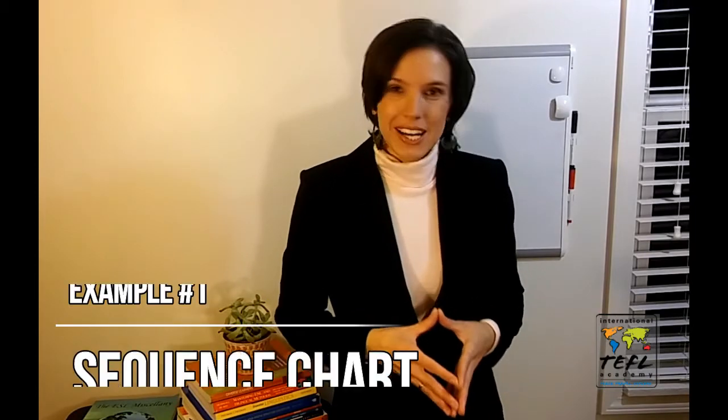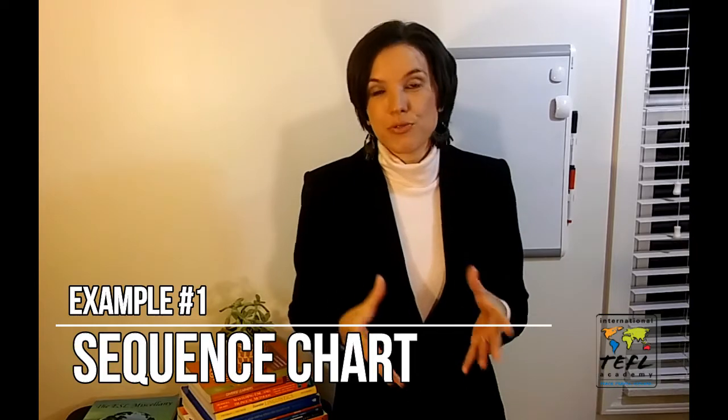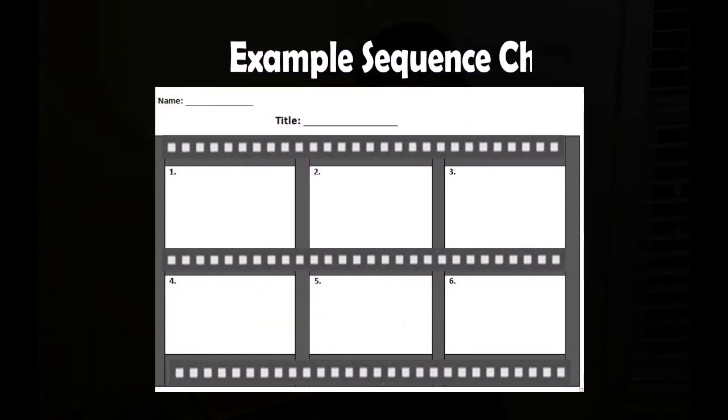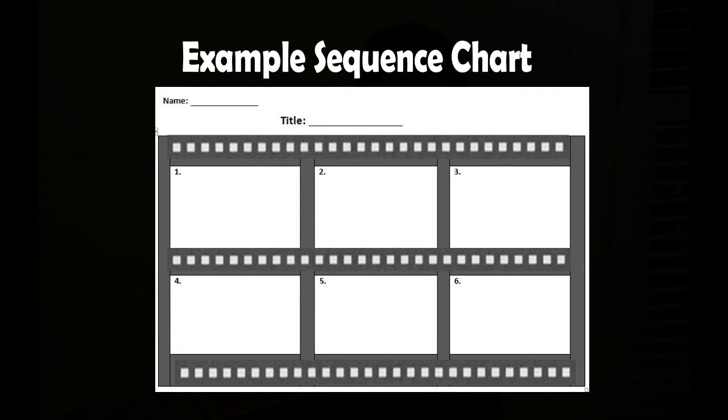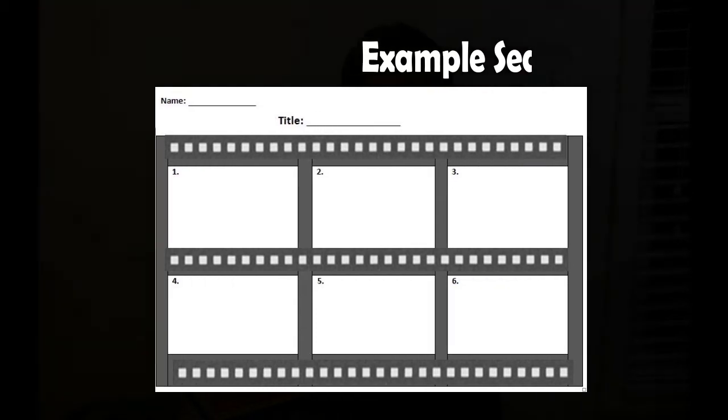So let's begin with a graphic organizer that's pretty classic, a sequence chart. A sequence chart helps students focus on the order of events and details in a story. Students can complete a sequence chart while reading a story or shortly after reading a story. A sequence chart can also be used while students are listening to a passage, and they can write the details in order on the sequence chart of what they hear.